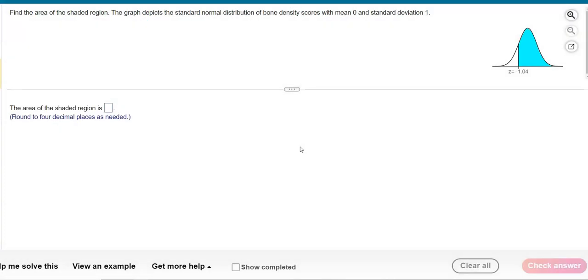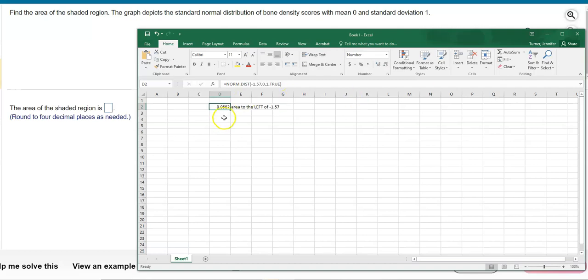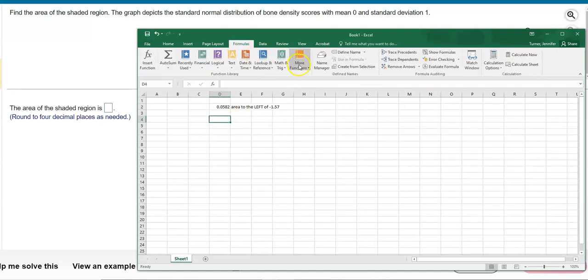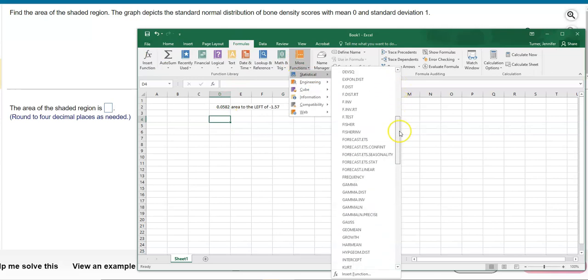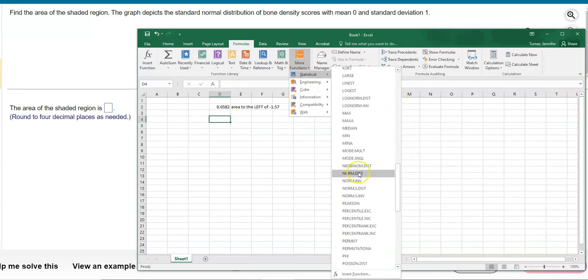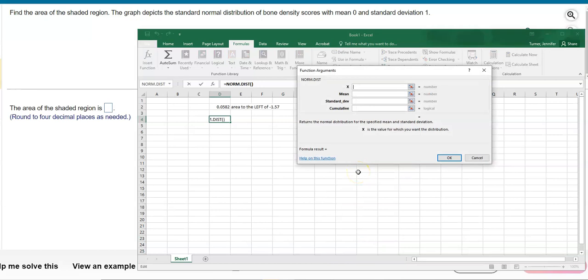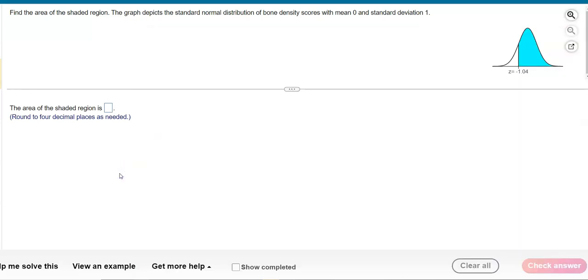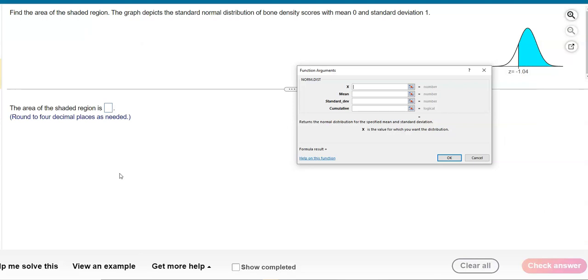Now here's a similar question. Now we're trying to find the shaded region from the point negative 1.04 but to the right of that value. So it's going to be the same function in Excel. We're going to go to Formulas, More Functions, Statistical, and down to the norm dist. This time the value we're interested in was negative 1.04. The mean again was 0, and the standard deviation was 1. And again, we're going to put true.